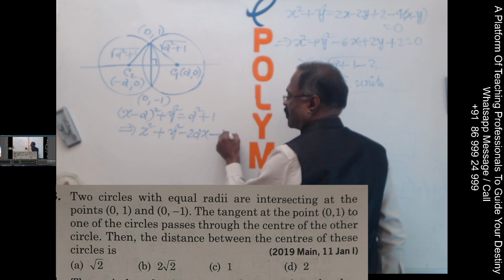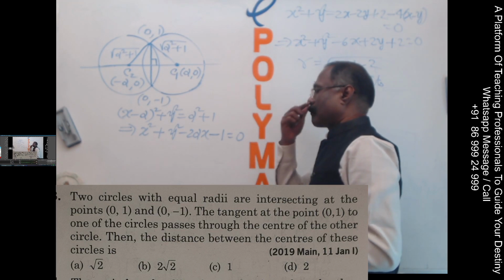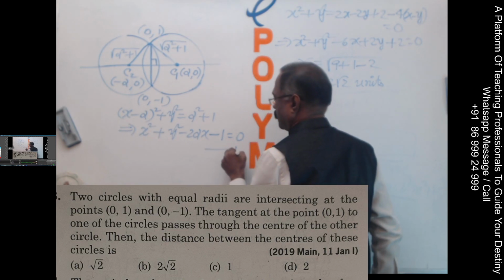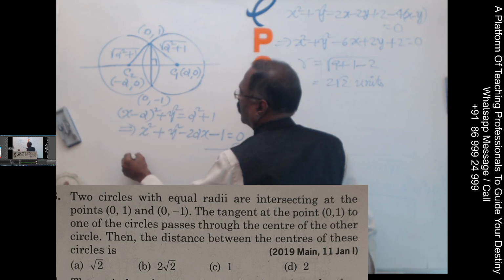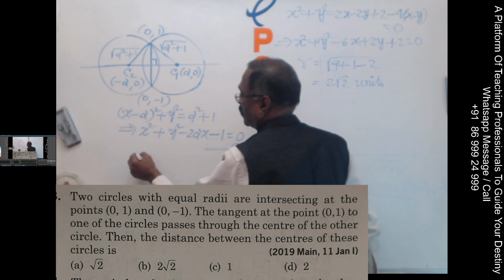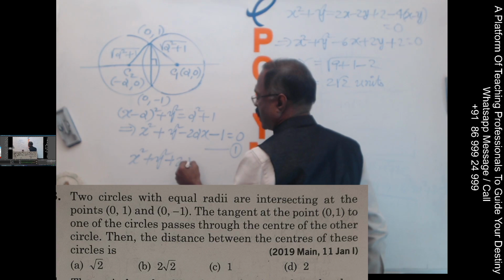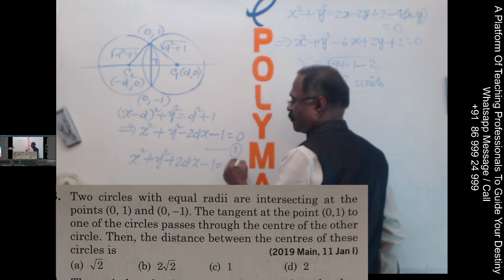Alpha square getting cancelled, minus 1 equal to 0. This is the first circle. The second circle, this is circle 1. Second circle, x plus alpha whole square means x square plus y square plus 2 alpha x minus 1 equal to 0.